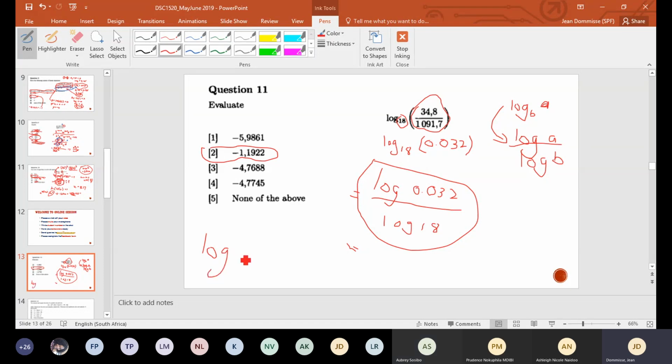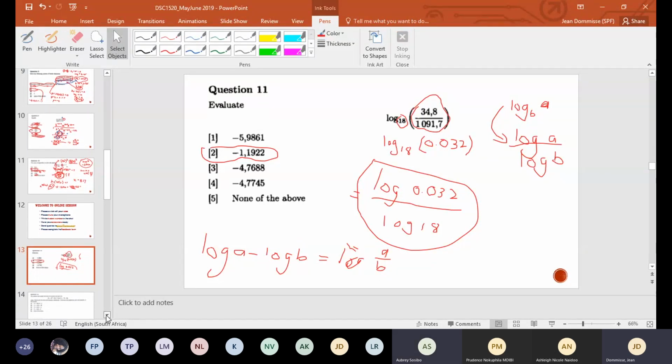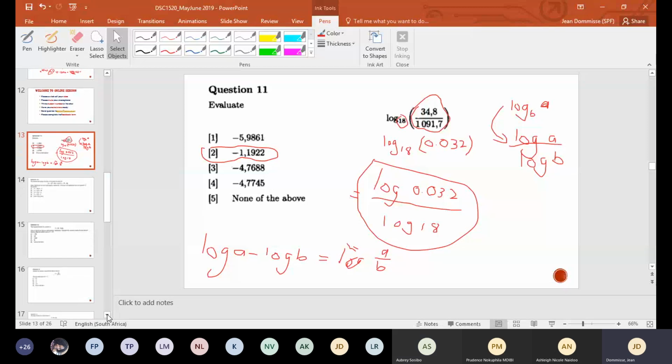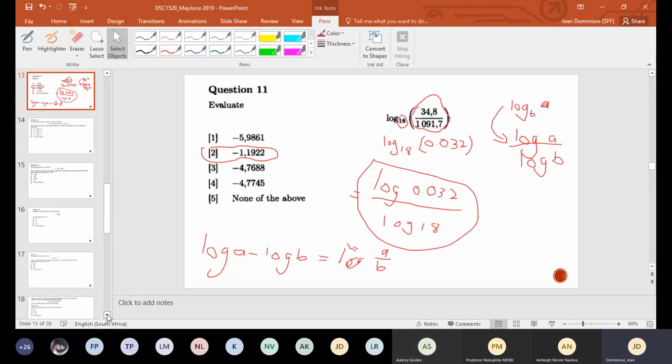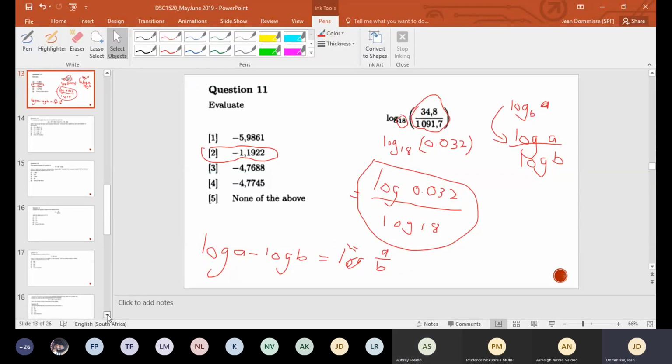Remember, log A minus log B is also equal to log A divided by B. So there's actually a few ways of doing it. But again, if you have a calculator that can do it, please do that. Questions on that, or can we go on to the next few questions that will focus on consumer surplus and producer surplus?